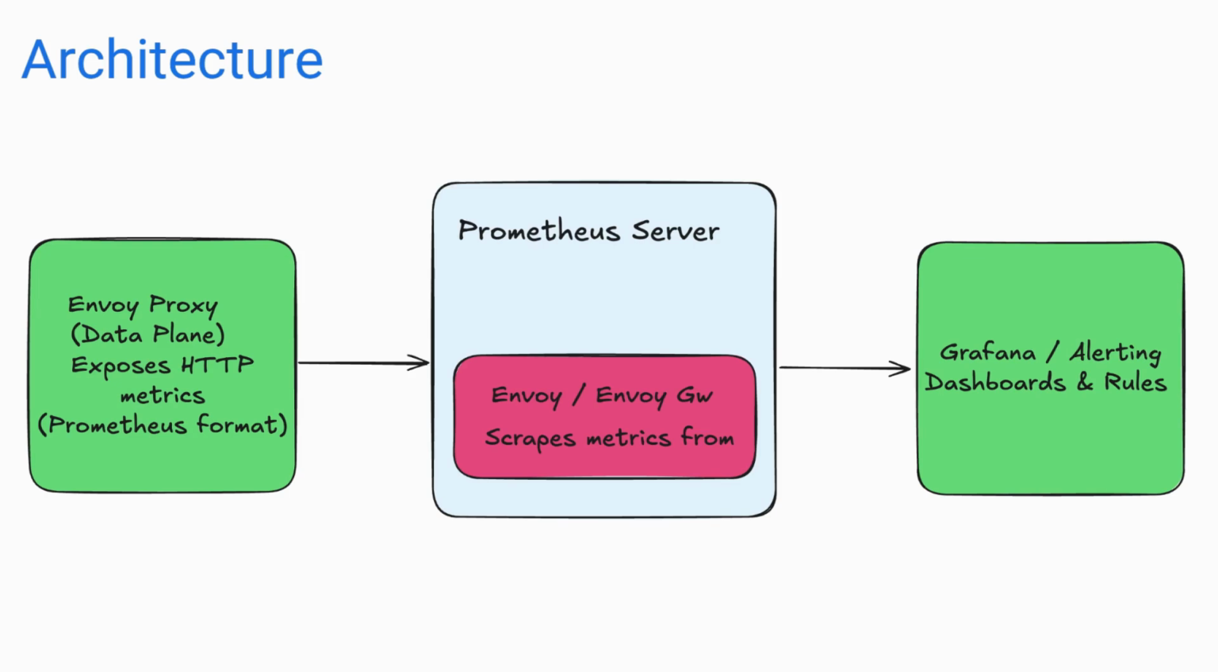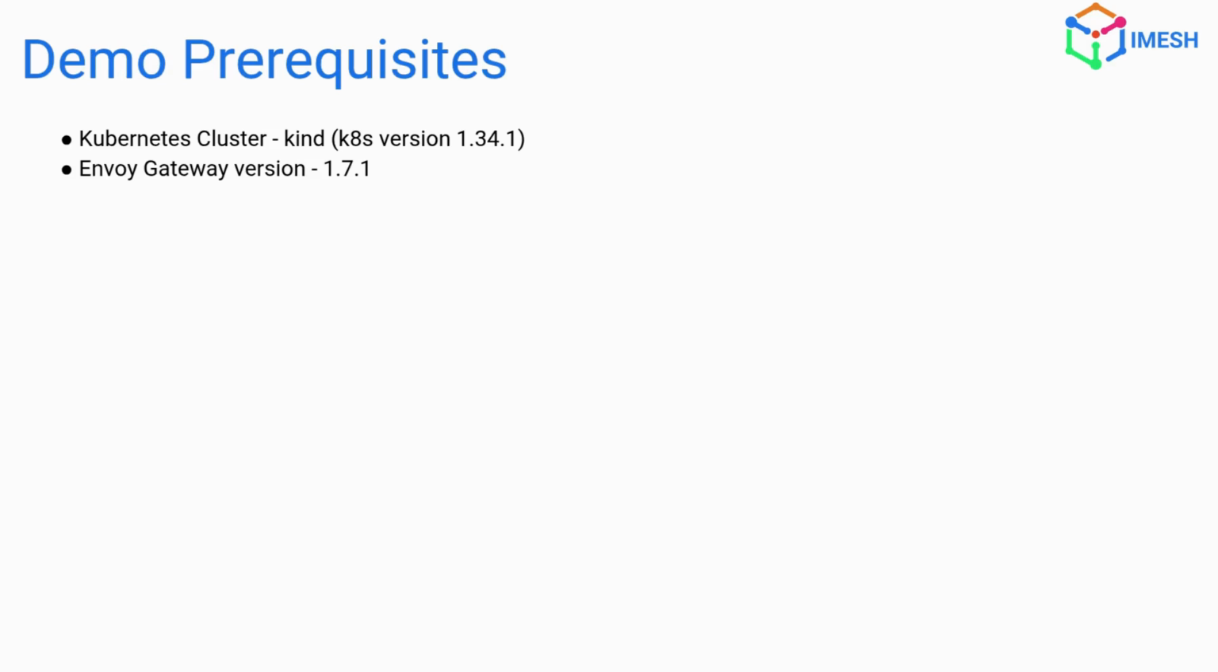Next, we will discuss the prerequisites for the demo. Ensure you have a Kubernetes cluster set up with Kind, specifically version 1.34.1. Additionally, the Envoy Gateway should be at version 1.7.1 for compatibility with the demo requirements.